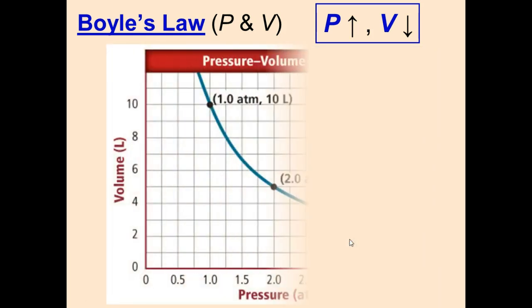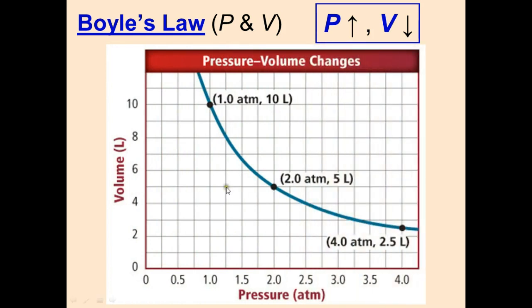And here's another chart showing pretty much the same thing. We have a volume of 10 liters at 1 ATM. Notice the x-axis is pressure, and the y-axis is volume.